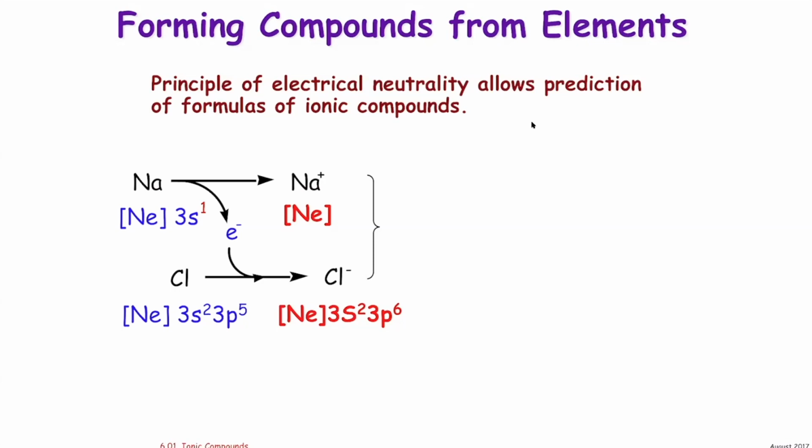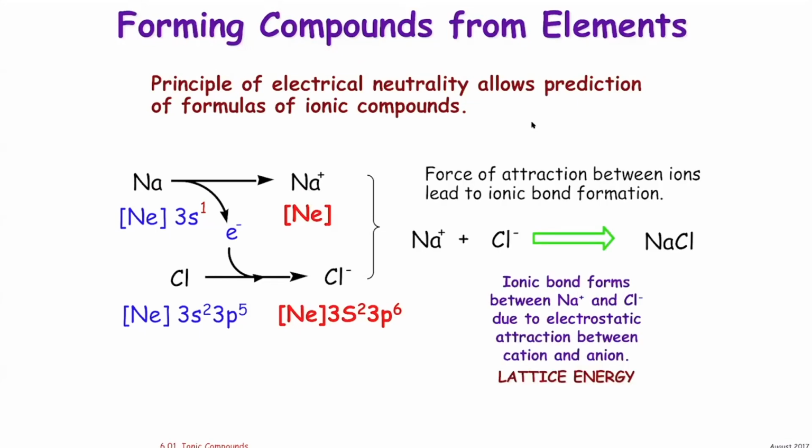Remember that a charged atom is called an ion, whether it's positive or negative. A charged atom is called an ion. So ionic compounds are composed of elements that gave up or accepted electrons, and they are charged. That's why they're called ionic compounds. So that's what we have right here.